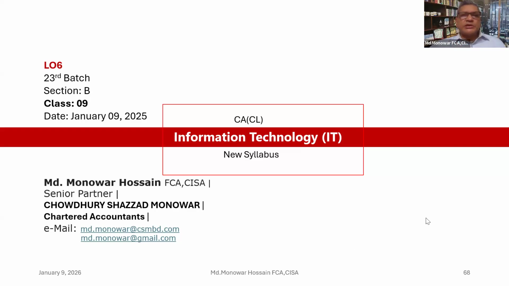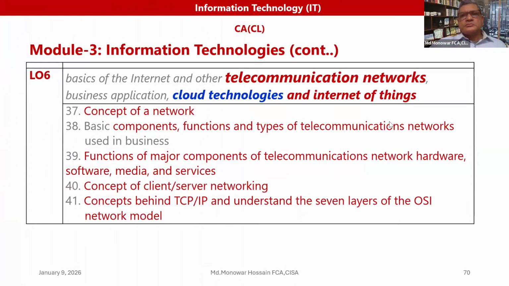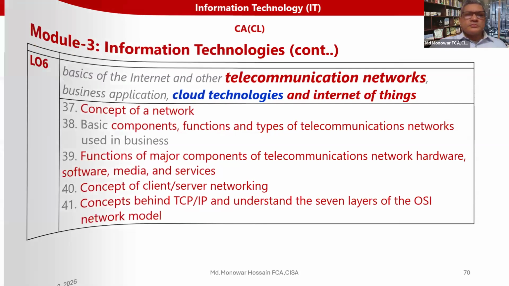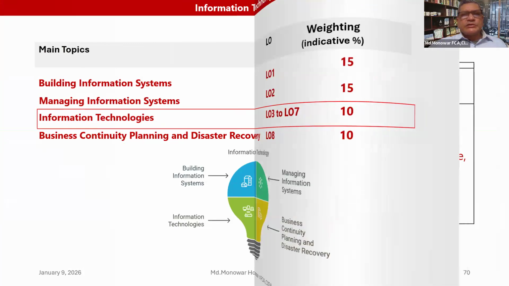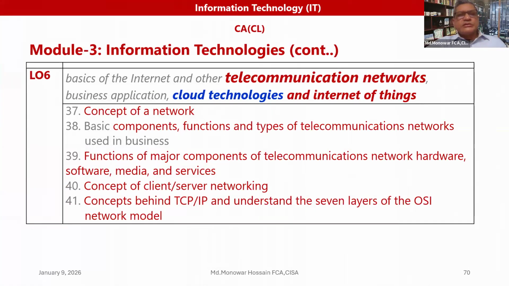So we'll come again. We are in information technology, CS certificate level. So we are in learning object 6, telecommunication network. Within this learning object also included cloud technologies and Internet of Things. So now we will go and discuss the cloud technologies.